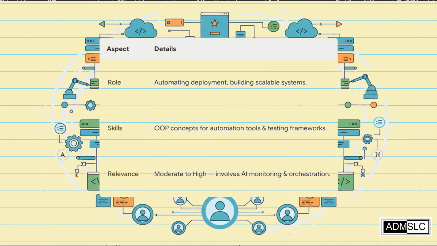And finally, there's the DevOps engineer. This role is all about speed, efficiency, and scale. They use OOP concepts to build the automated systems that launch software out into the world and, more importantly, keep it running without a hitch. They make sure an app can handle millions of users, which just goes to show you how incredibly versatile these core programming skills really are.